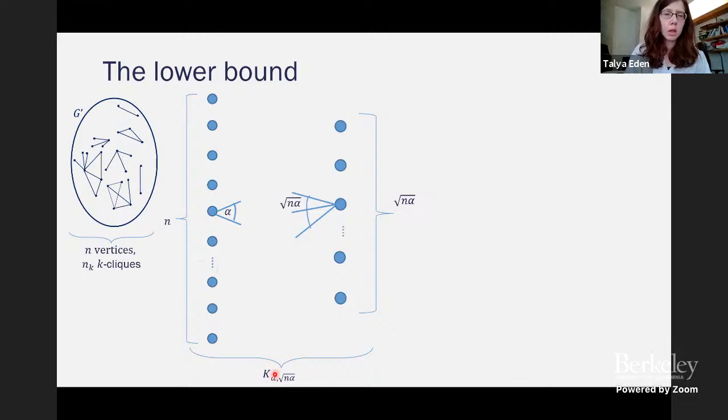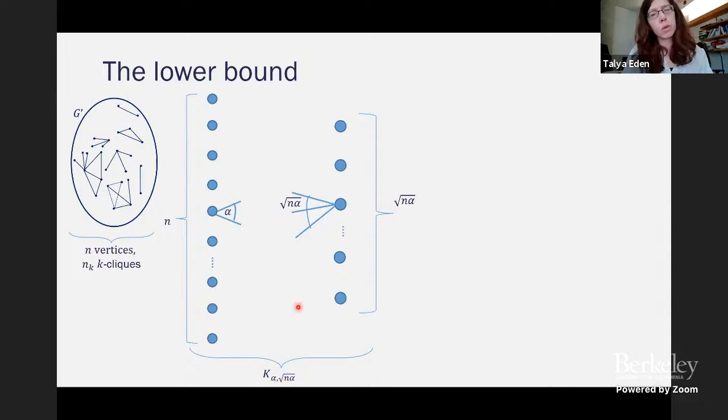And we add to it a complete bipartite graph with sides of size n and square root n alpha. Okay, so on the left we have a set of n vertices, on the right a set of square root n alpha.